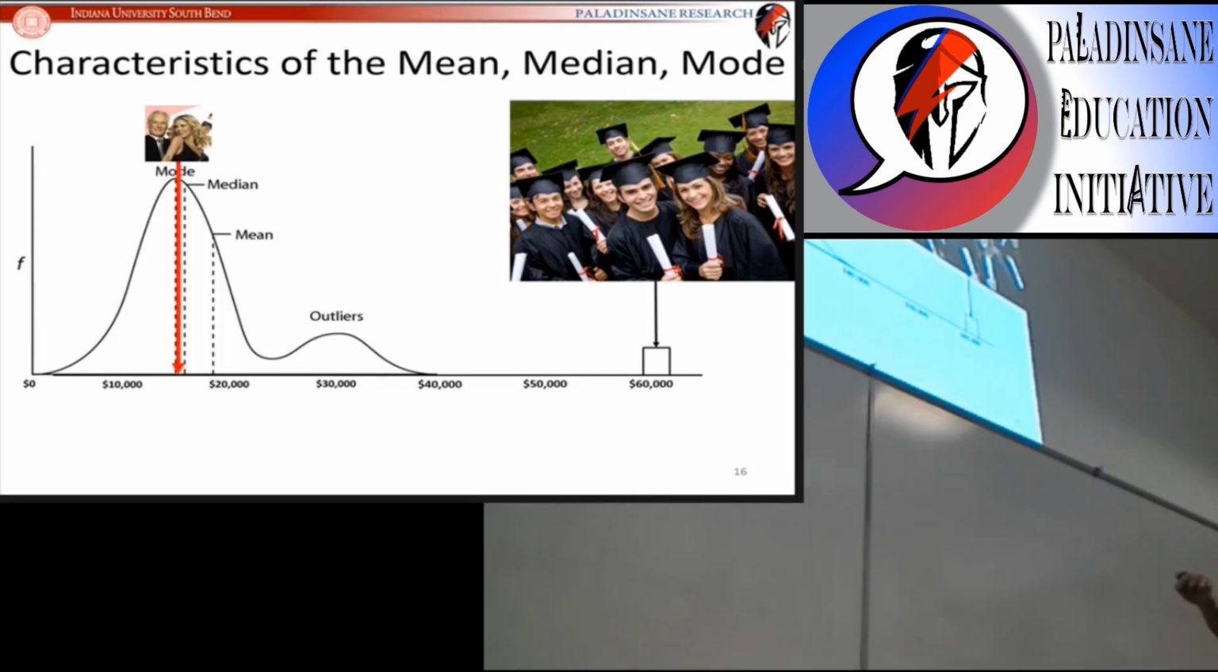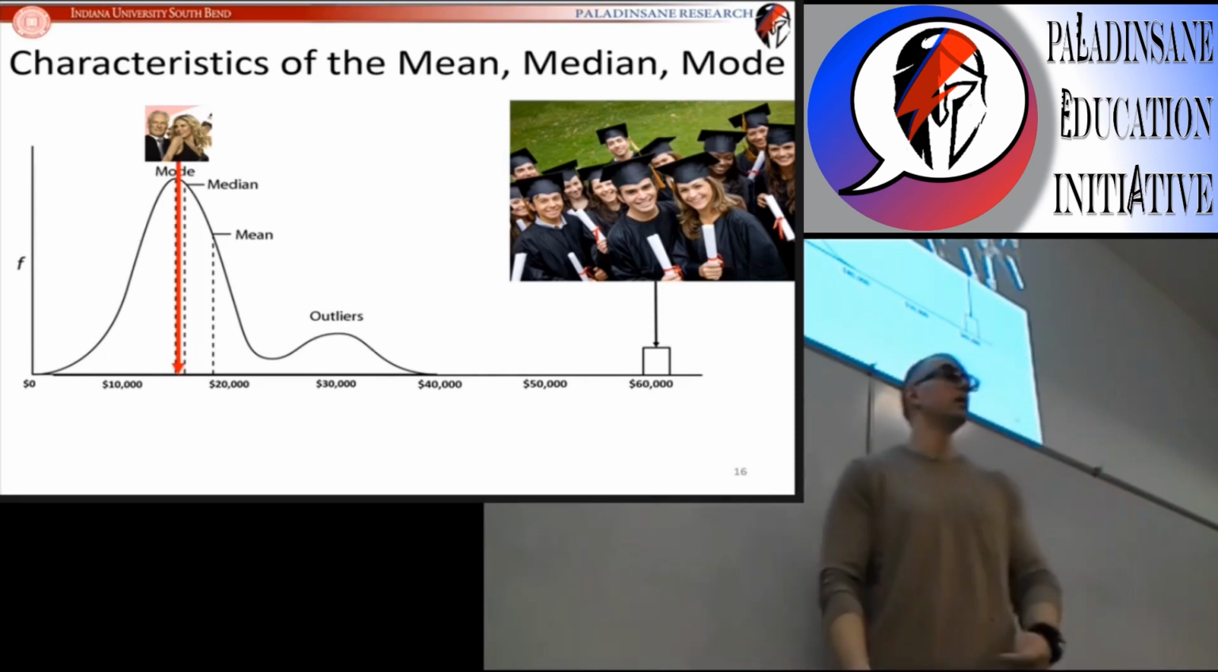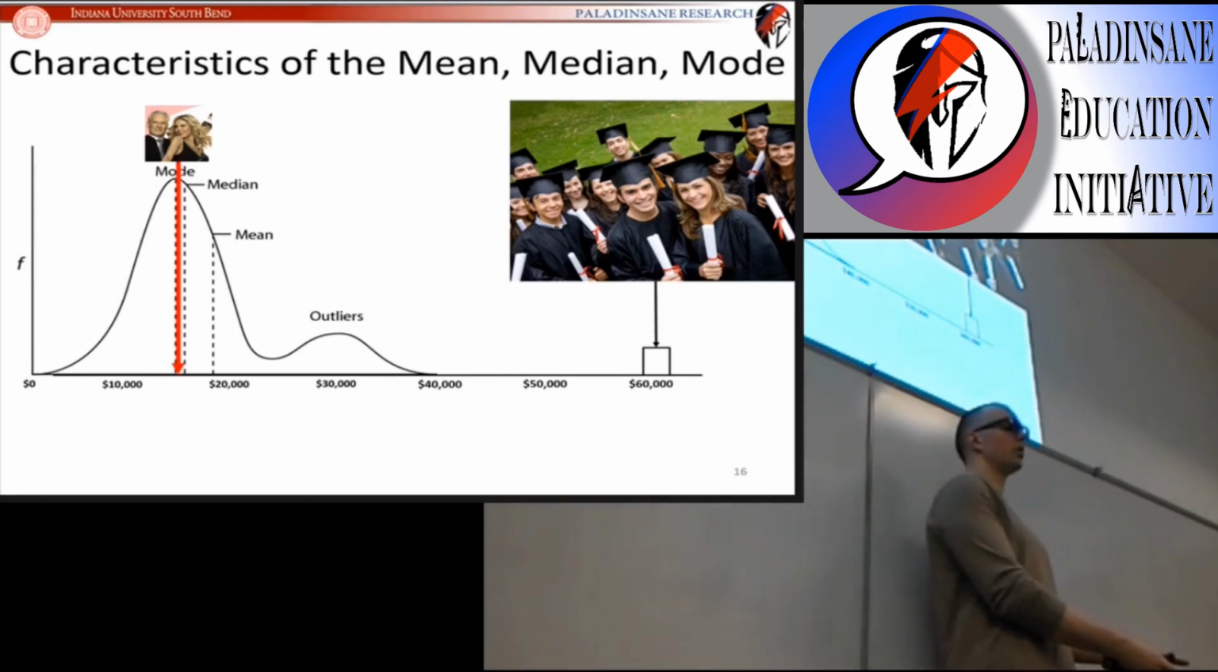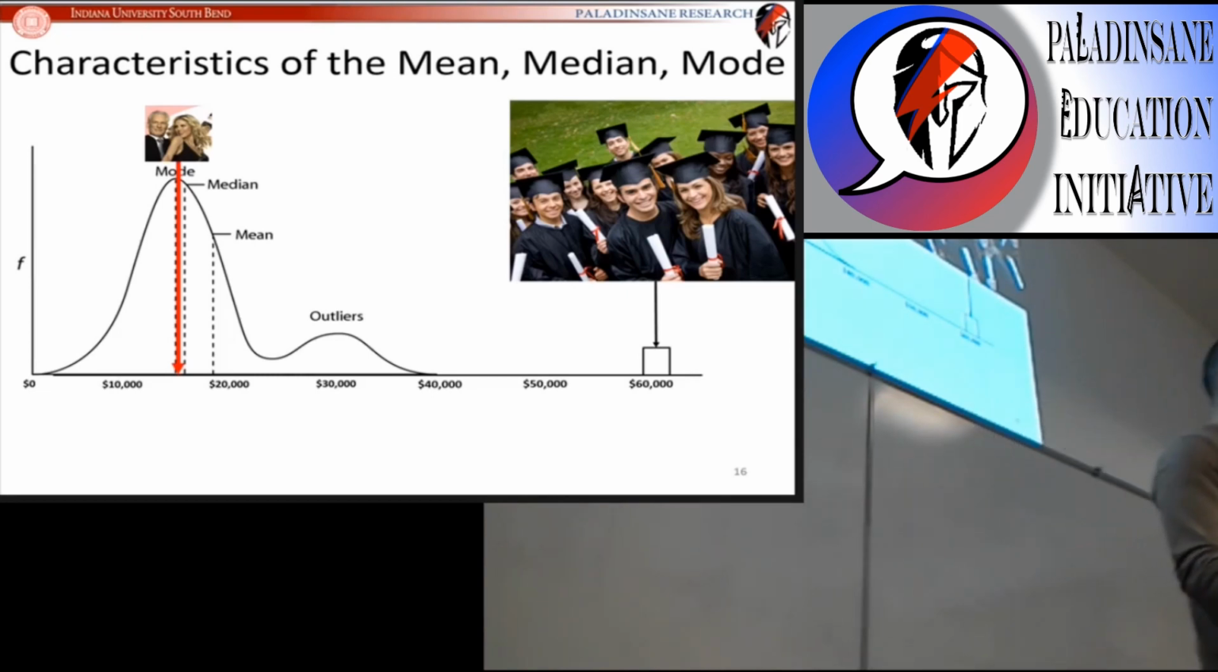So a very important lesson to remember, you need to take a look at your distribution so that you can think critically about which one of these measures of central tendency is the most appropriate one to use, will give me that representative score of central tendency.